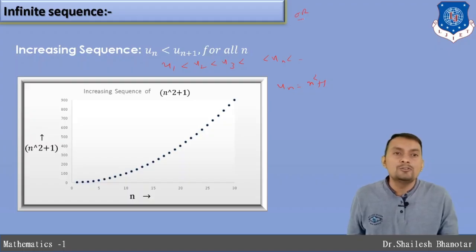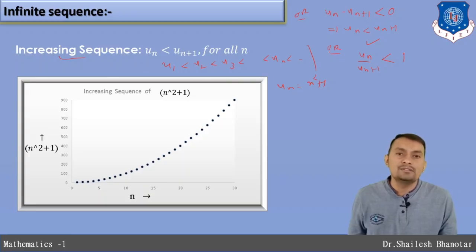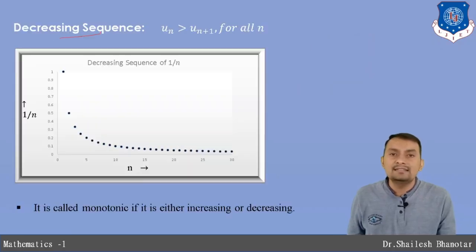In other words, you can also say that if you take u_n minus u_(n+1) and the difference is negative, then definitely we can say that u_n is less than u_(n+1), and hence it is an increasing sequence. Otherwise, you may look at u_n divided by u_(n+1); when you observe that its ratio is less than 1, then definitely we can say that the sequence is also an increasing sequence.